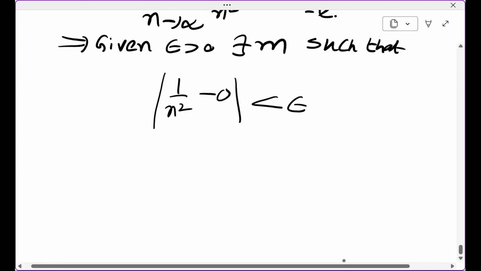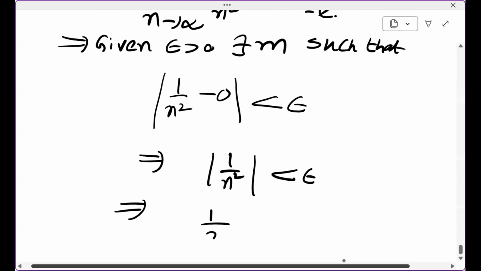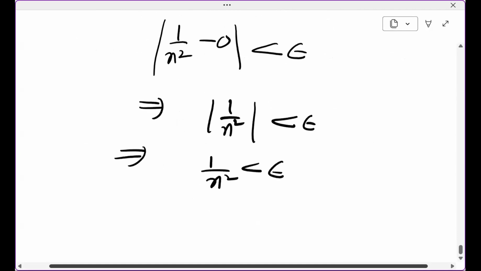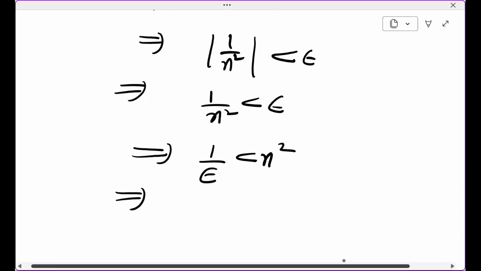That is 1 by n square less than epsilon. Which implies, because modulus of a positive number is itself, I can remove the modulus sign because n square is positive, n is positive. So we want the n value, n is greater than 1 by root epsilon.